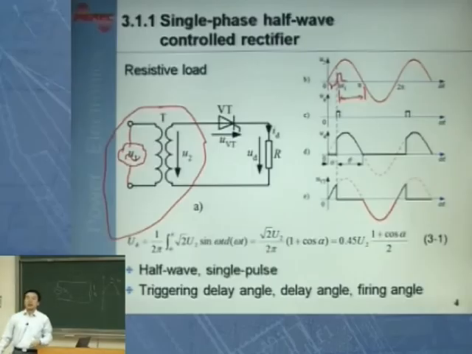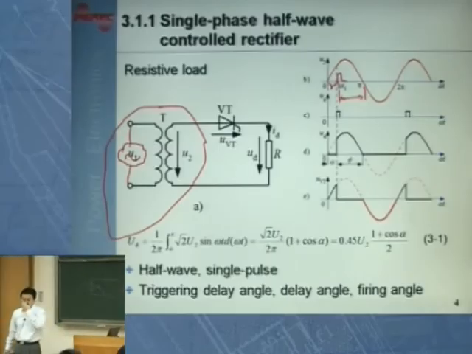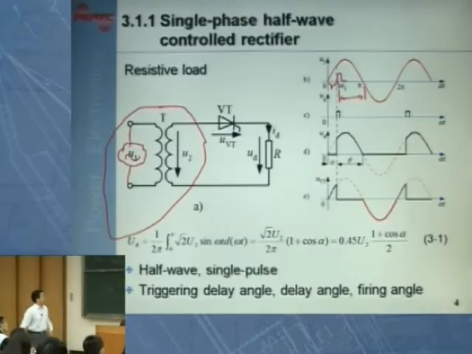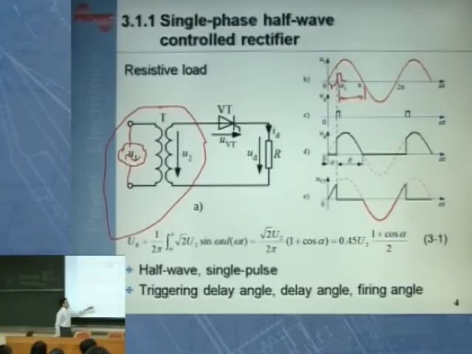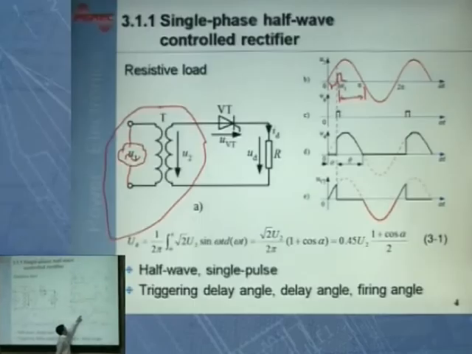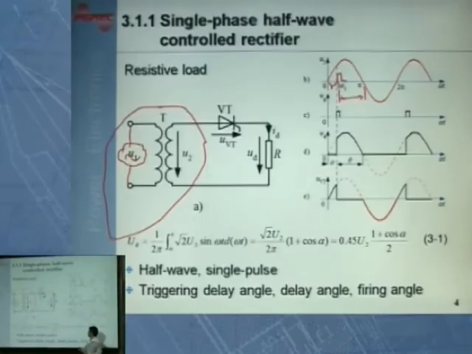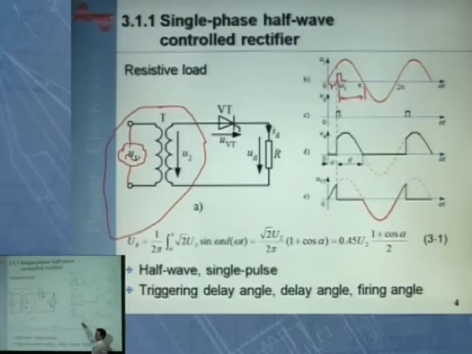Okay. This is true until omega T is equal to pi. At this instant, what happens? At this instant, the thyristor will be turned off.